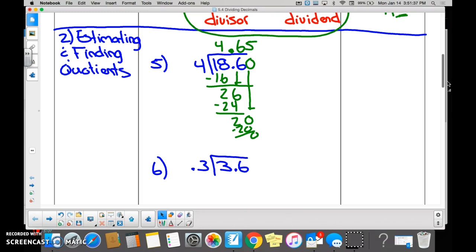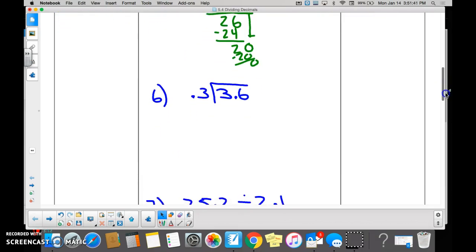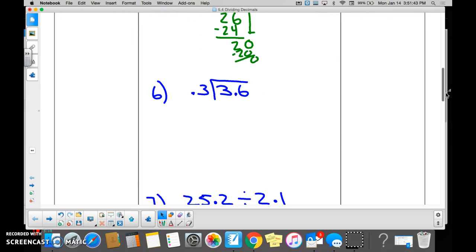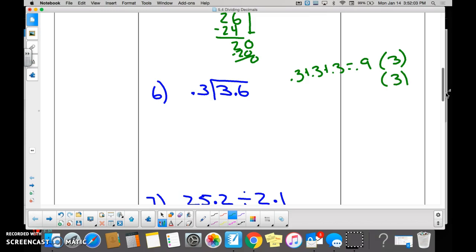Number 6. Again, looking at number 6, we have the number 0.3. We're trying to figure out how many times 0.3 goes into 3.6. Here's how I'm viewing it. 0.3 goes into 1 approximately 3 times, because 0.3 plus 0.3 plus 0.3 is 0.9, which is close to 1. So we have 3 0.3s to make up 1. We have another 3 0.3s to get to the number 2. We have another 3 0.3s to make up the number 3.